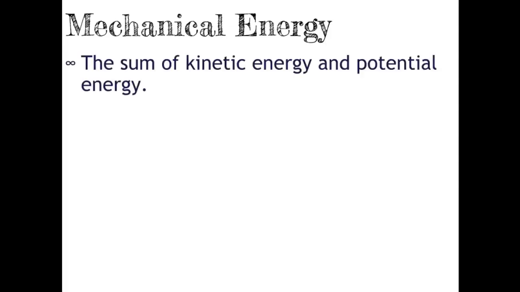The first form of energy we're going to talk about is mechanical energy. We've done this already, but here's a better definition for you to work from. It's a sum of kinetic energy and potential energy. It's that total energy we've been talking about. If you add all the kinetic energy together with all of the potential energies, that is your total mechanical energy.